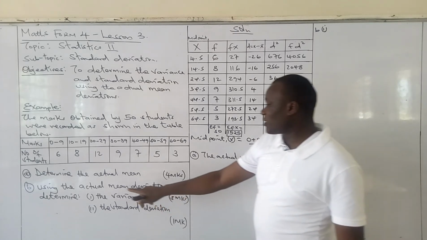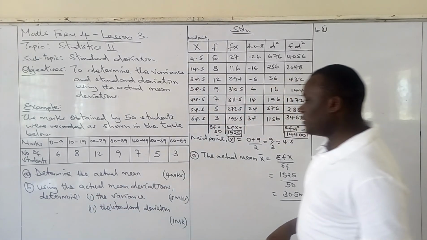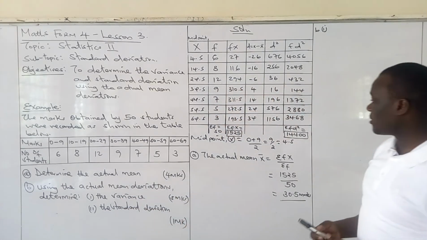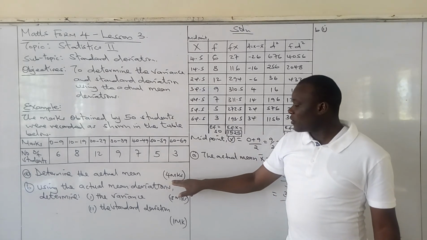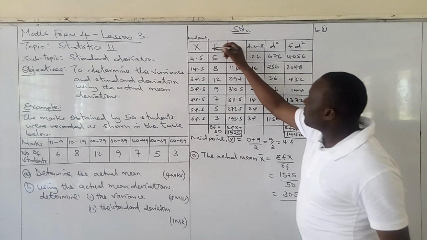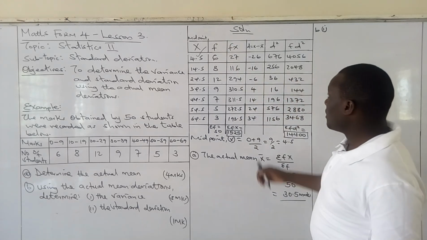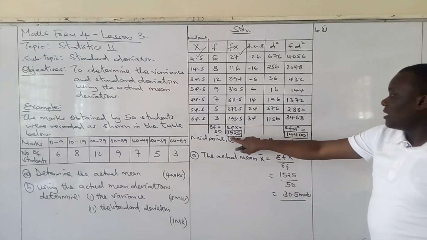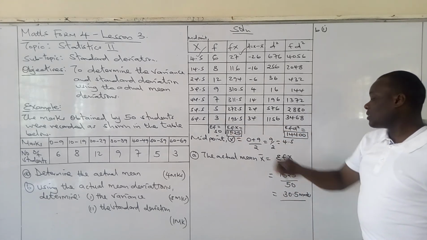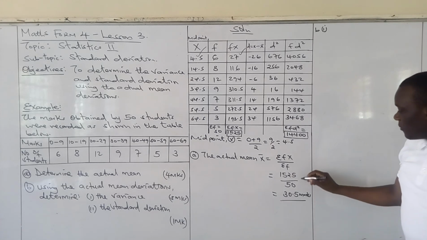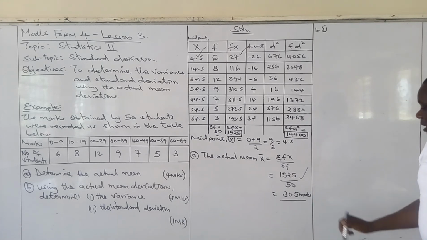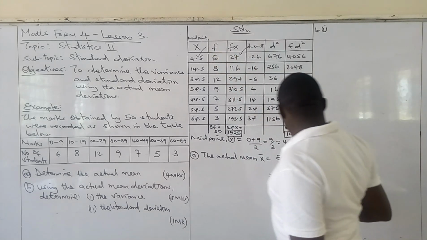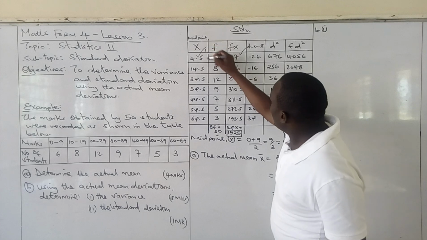Question number 2 wants us to find the actual mean deviations. I mean, using the actual mean deviations, we are supposed to find the variance and the standard deviations. So for these marks, how do we award that? We will give you 1 mark for coming up with the midpoints. We will give you another 1 mark for obtaining the values of fx together with the correct summation. Then from there, we give you 1 mark for trying to find the mean, and the final mark will be for the correct answer.